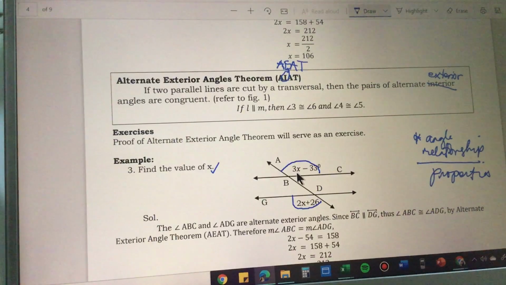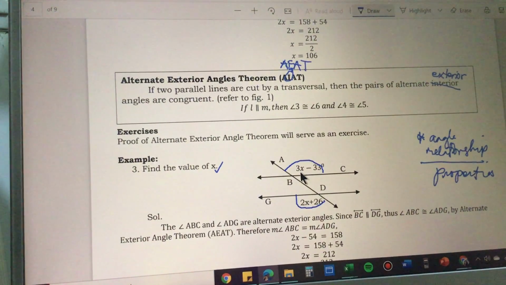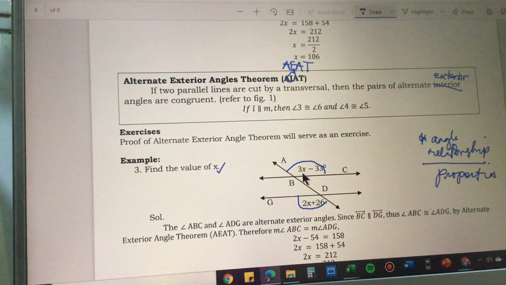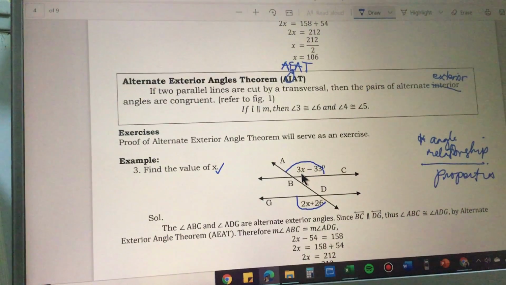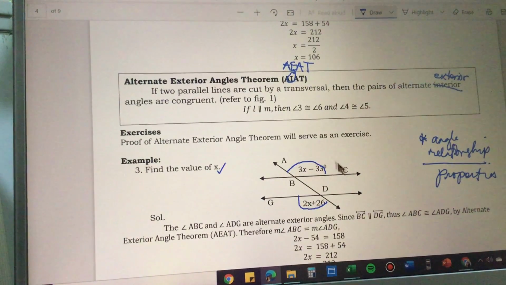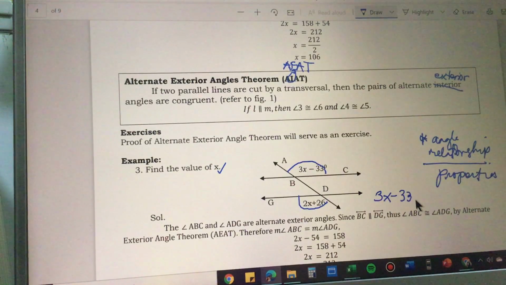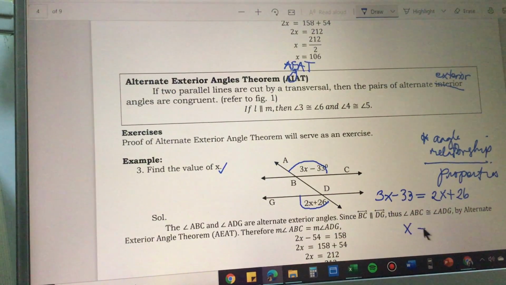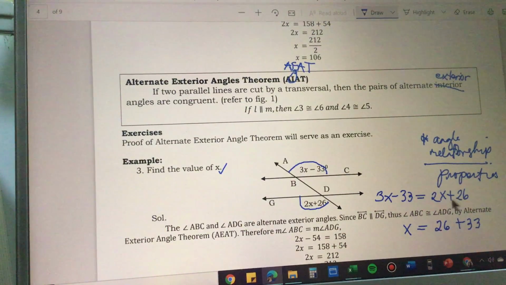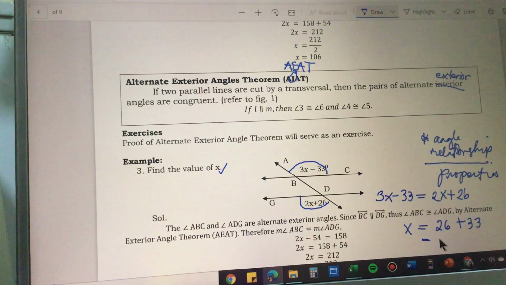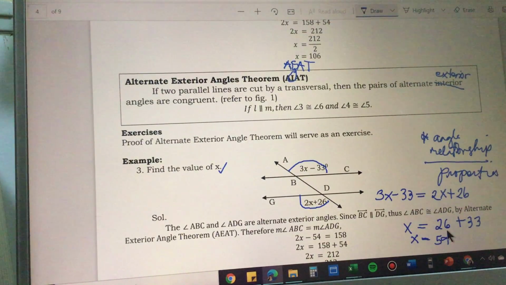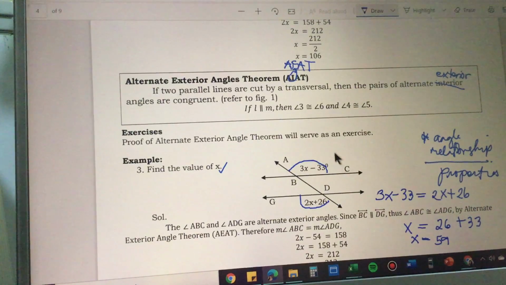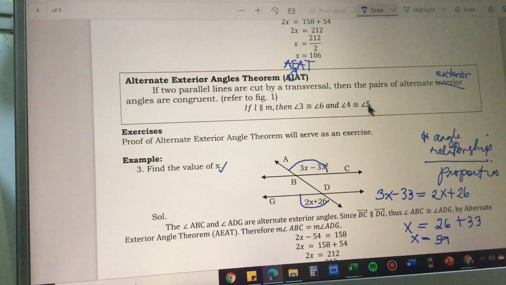Now, what can we say when alternate exterior angles are formed by two parallel lines cut by a transversal? Using the alternate exterior angles theorem, these angles must be congruent. So, since they are congruent, we can equate the two expressions: 3x minus 33 degrees is equal to 2x plus 26 degrees. Simplifying, x is equal to 26 plus 33, using the addition property of equality. Therefore, x is equal to 59. Why did we equate the two expressions? Because according to this theorem, they are congruent. Okay? Next.